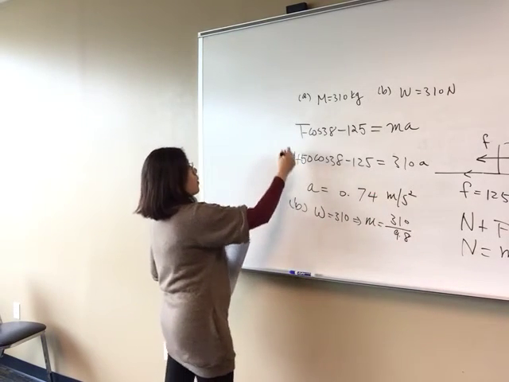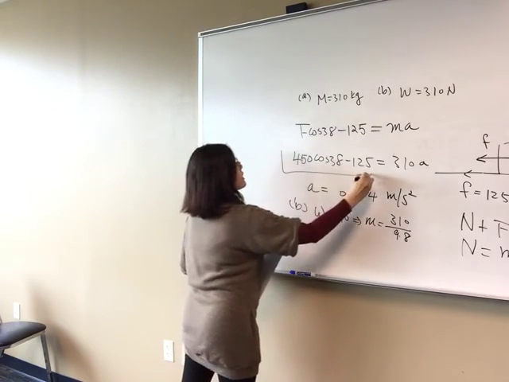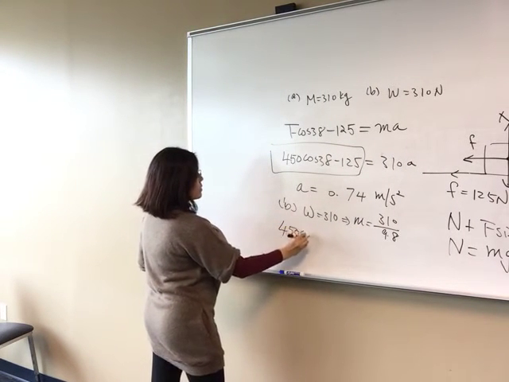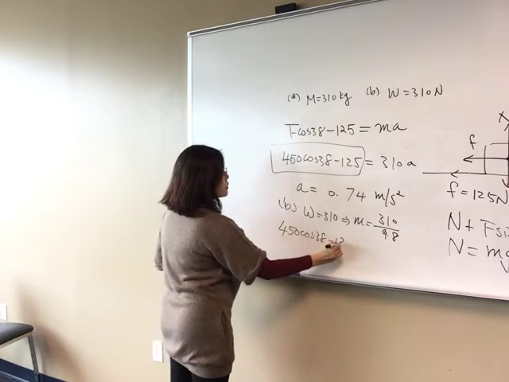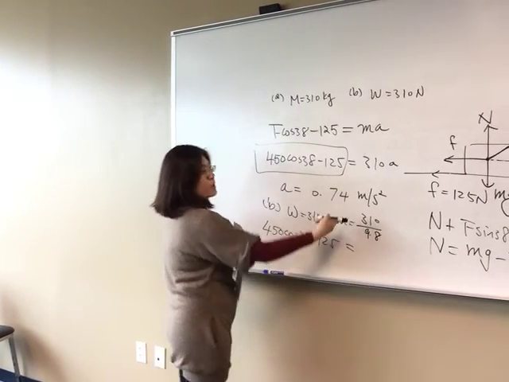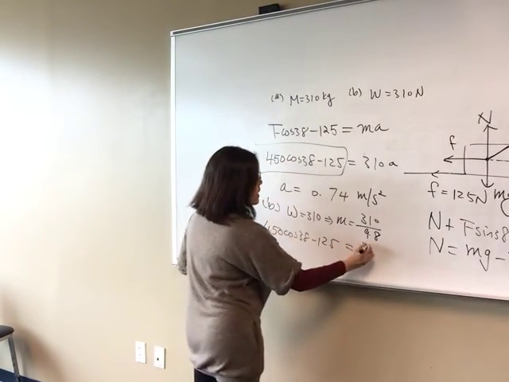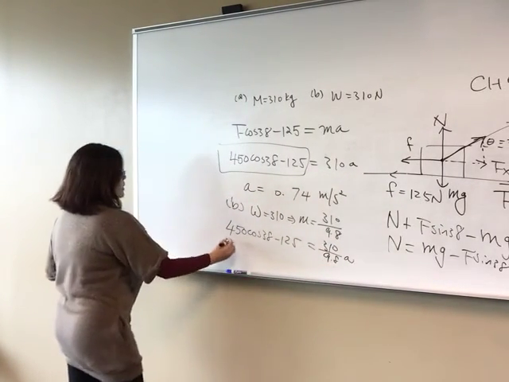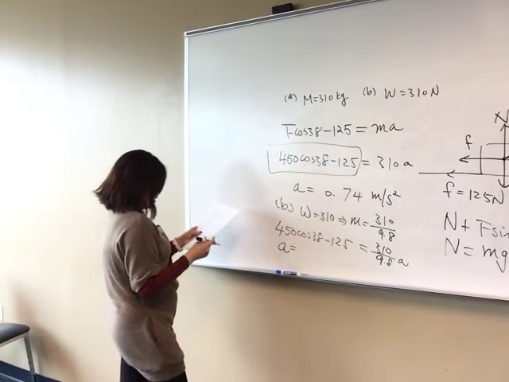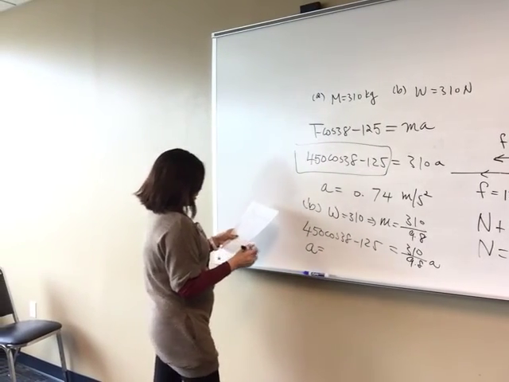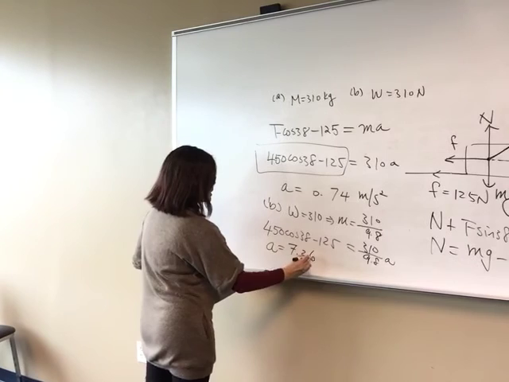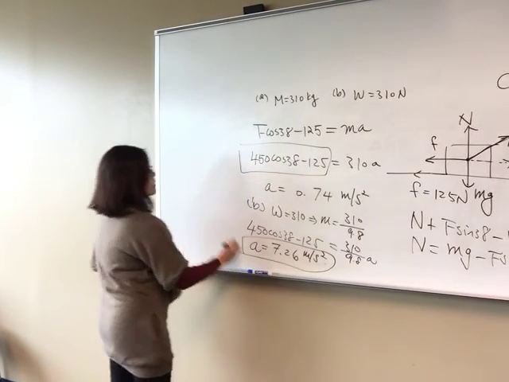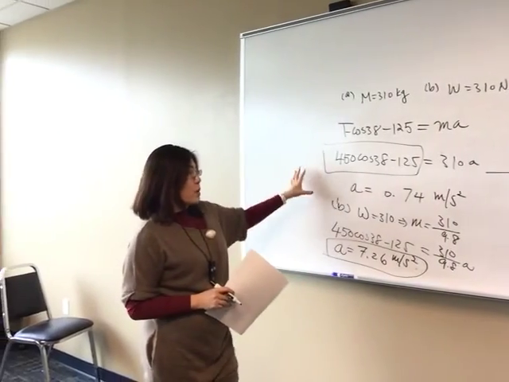The left-hand side stays the same and does not affect anything. So you have 450 cosine 38 minus 125, and that's equal to, now the mass is 310 over 9.8 times a. So your new acceleration now becomes 7.26 meter per second squared. Okay, so this is a very simple problem.